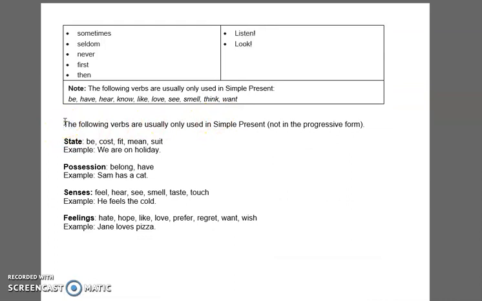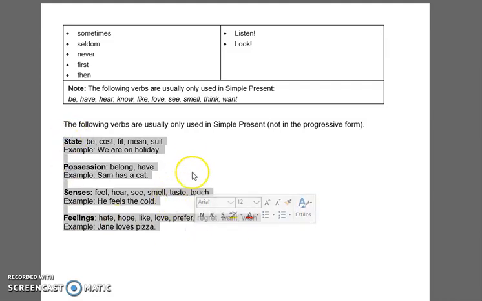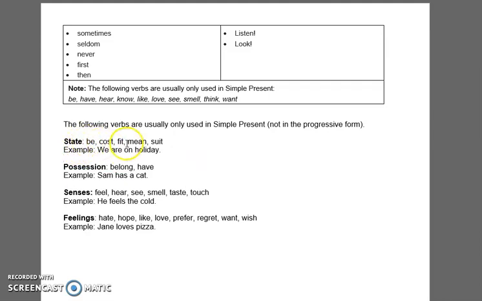Finalmente, I'm listing you a series of verbs that it's suggested that we don't use in the progressive form. Se supone que estos verbos no los deberíamos de usar en su forma progresiva, es decir, con la terminación ing. ¿Cuáles? Be, cost, fit, mean, should. Les recomiendo buscar el significado de estos verbos en sus diccionarios. Los que indican posesión como belong or have. Los que indican sensaciones como feel, hear, see, smell, taste, touch. Y feelings, sentimientos, hate, hope, like, love, prefer, regret, want or wish.